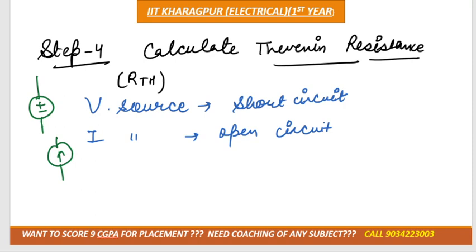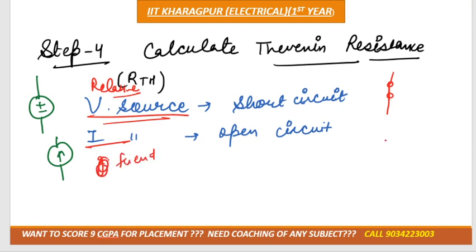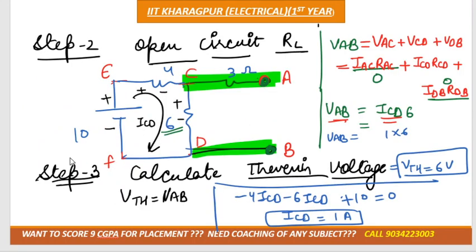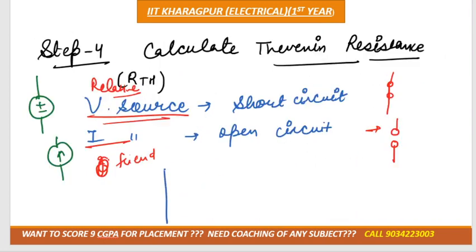Just imagine the voltage source is a relative whom you don't like, and he's coming to your home. When you see him coming, what will you do? Open the door or shut the door? You shut the door. Okay, short circuit. And the current source is like your friend. Whenever you see your friend coming to your home, do you open the door or shut the door? Open. Okay. Now in this case there is only one voltage source, so the voltage source is like this.